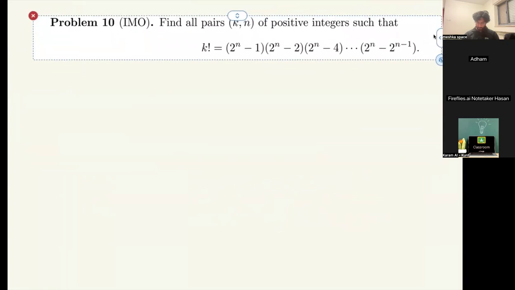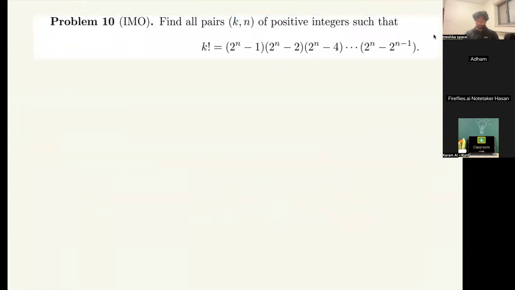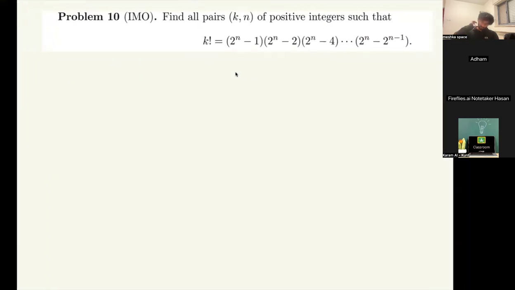So this is from a previous IMO. Here's the equation. You want to find all the integers k so that k factorial is of this form: 2 to the n minus 1 times 2 to the n minus 2, and so on. Any ideas where to start? There's some technique that this problem just screams that you should use.